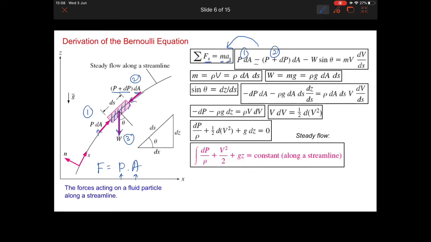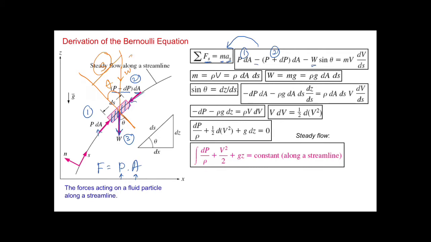And another one is W, but the W itself is not according to the S direction. So we have to derive the W a little bit. So this is W, and then this is the normal direction of the S direction. So this is S, and then this is theta. So W and S. We want to have force at the S direction.